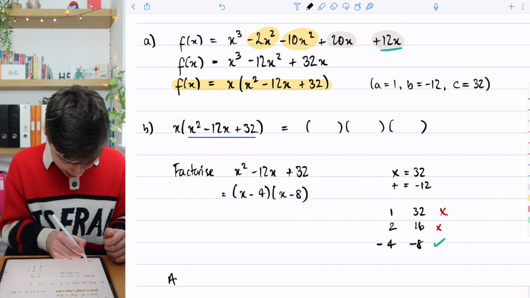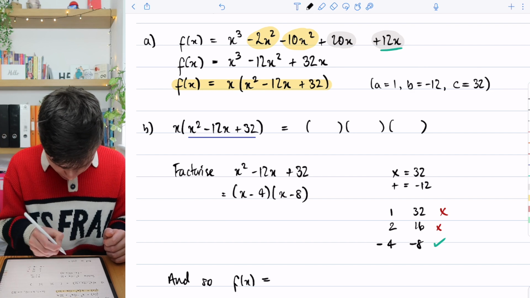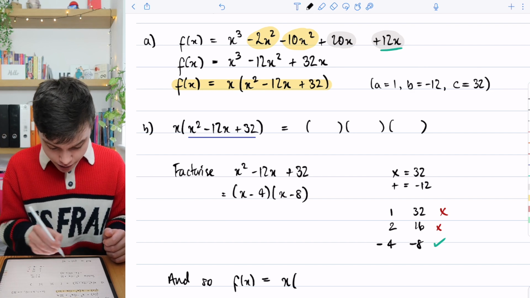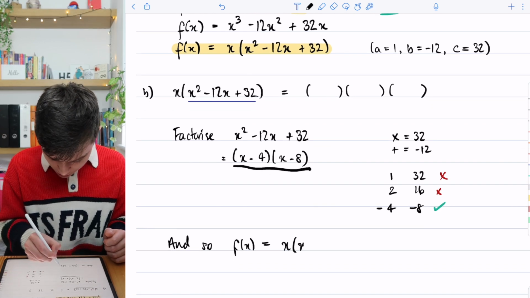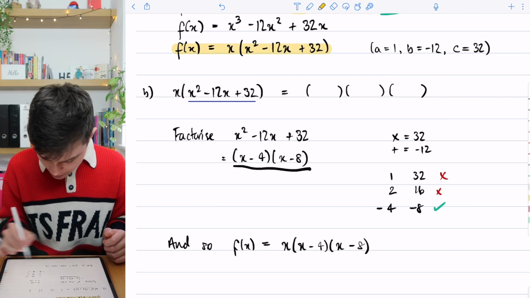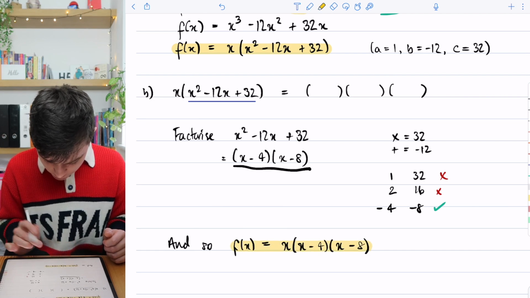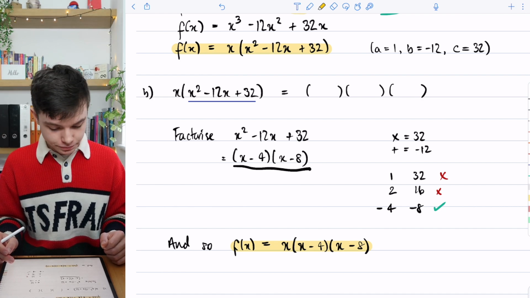And I can then say, and so, f of x will be equal to, well, it was x times the quadratic, but the quadratic has now been factorised into that. So x times x minus 4, x minus 8. And then that is your final factorised form. So that's our answer to part B.